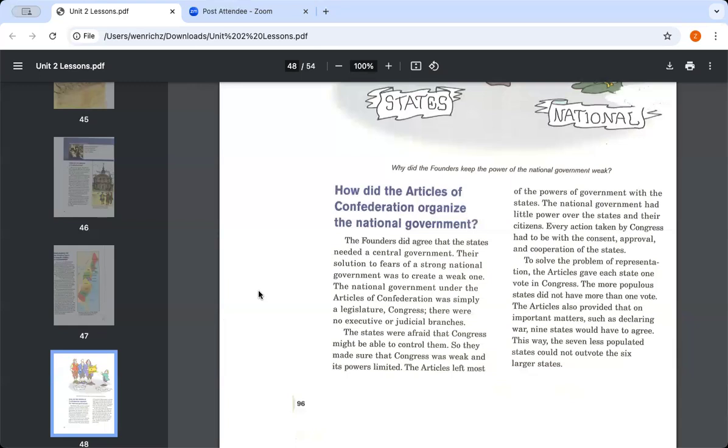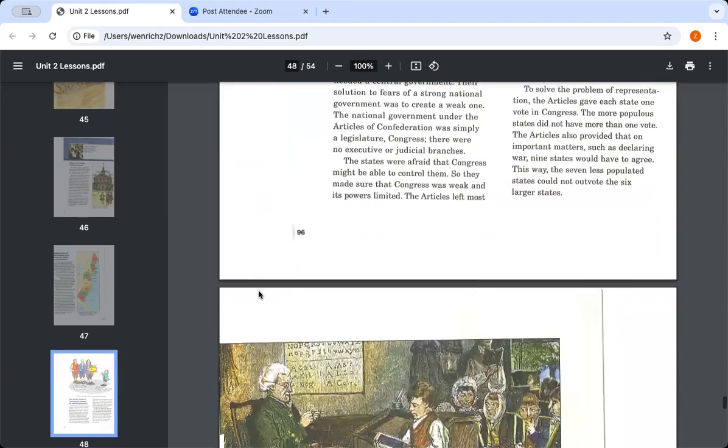The national government had little power over the states and their citizens. Every action taken by Congress had to be with the consent or approval and cooperation of the states. To solve the problem of representation, the Articles gave each state one vote in Congress. The more populous states did not have more than one vote. The Articles also provided that on important matters, such as declaring war, 9 states would have to agree. This way, the 7 less populated states could not outvote the 6 larger ones.